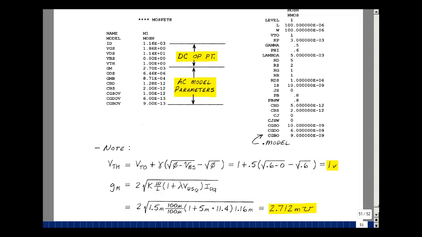Now when you design ICs, we're going to hook up the bulk to the most positive potential in the circuit for a P-channel device and to the most negative potential in the circuit for an N-channel device. So we're going to get a value of voltage for the bulk to source voltage that won't be 0.